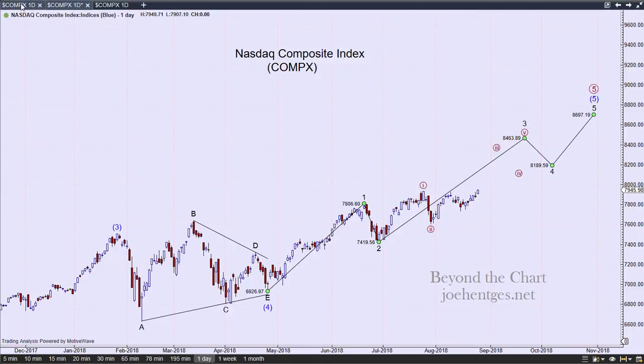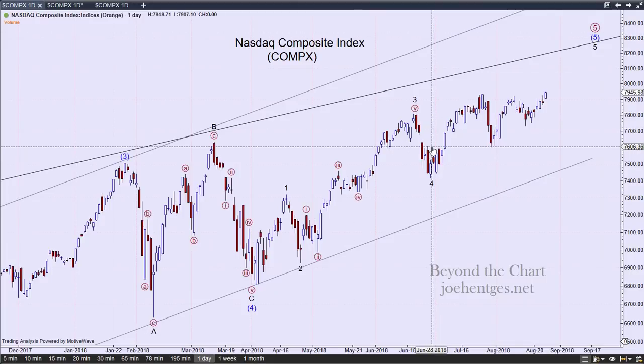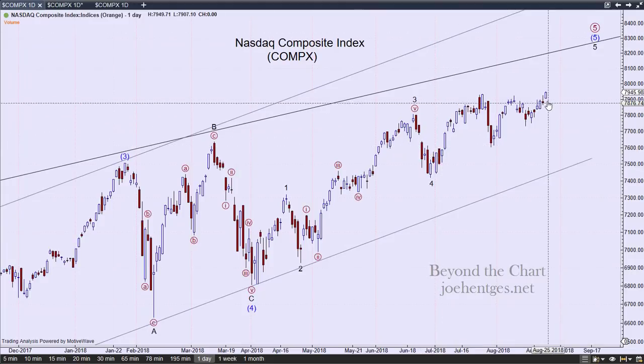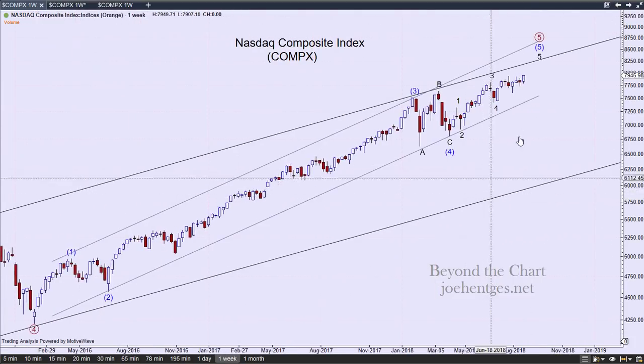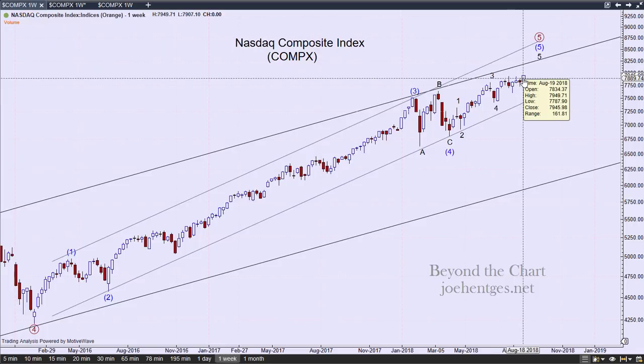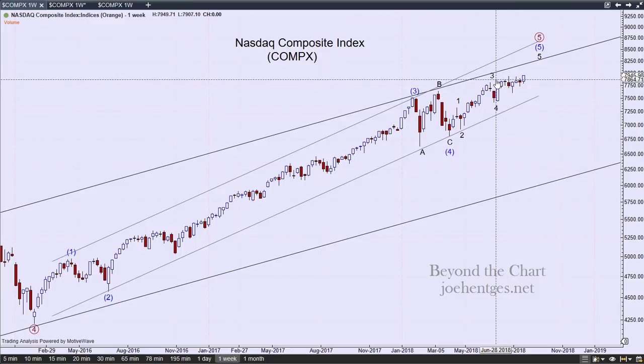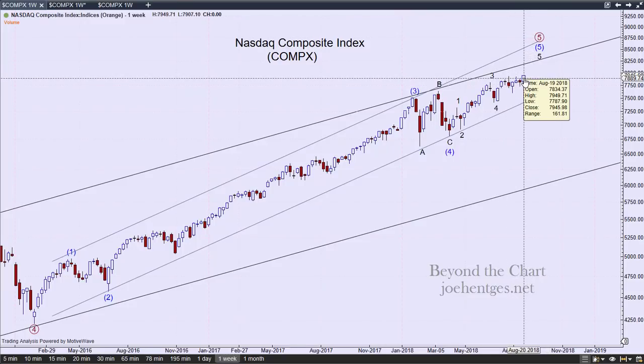But right now, the Nasdaq ended fairly aggressively the way it ended here on Friday. And if you look at the weekly chart, you can see it ended practically on its high for the week and closed above the highs of the previous weeks. This is a new all-time closing high for the Nasdaq Composite.